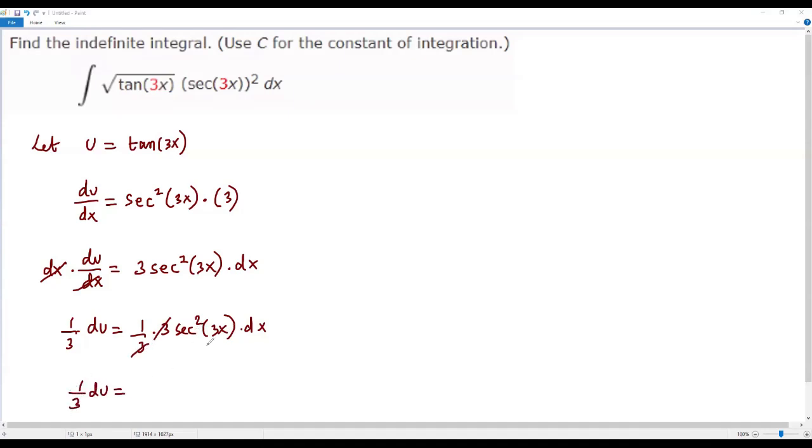And this secant square of 3x can also be written as secant of 3x the whole square times dx. Now I got this stuff exactly over here. That is equal to 1 over 3 times du. Okay, now let me go to the integration.